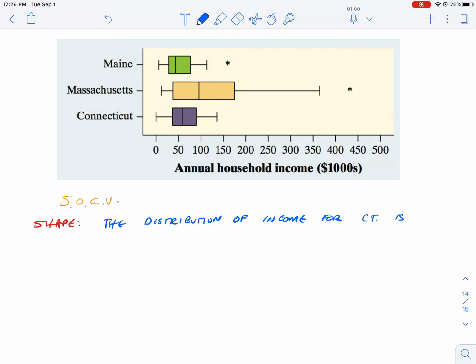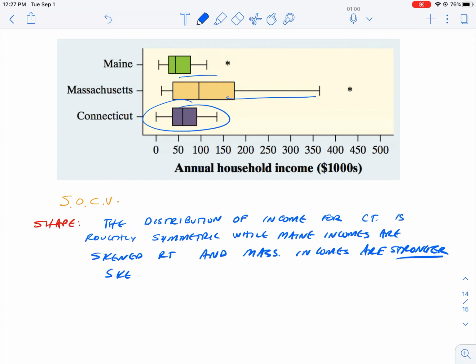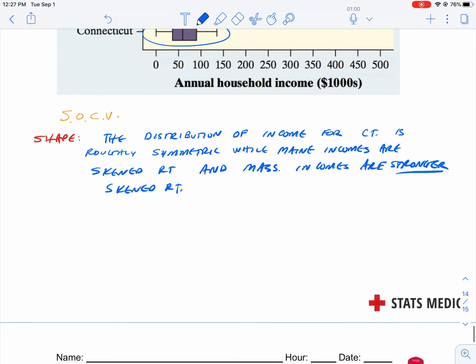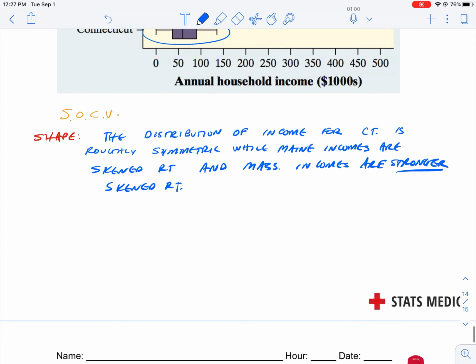So while Maine incomes and the Massachusetts are stronger. That's a comparison word, skewed right. Okay, so I talked about all three. I drew some comparison words in there.